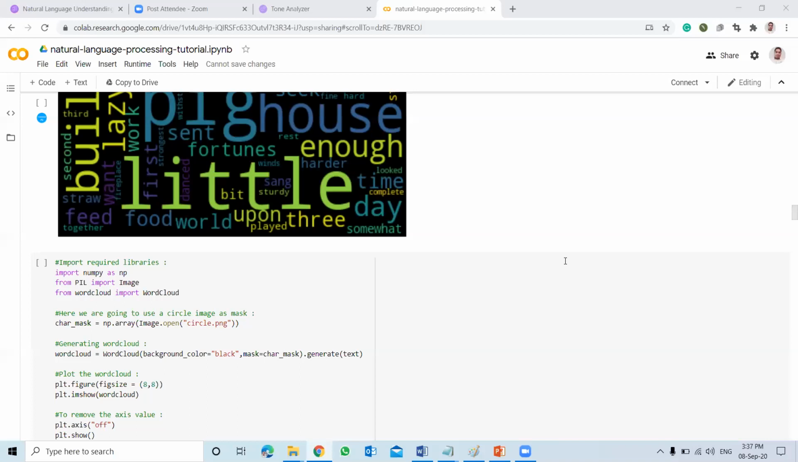Okay, now I got a question about how to start with machine learning. If you want to start, machine learning is not a big deal. Before machine learning, you should know programming, because machine learning is built on programming.